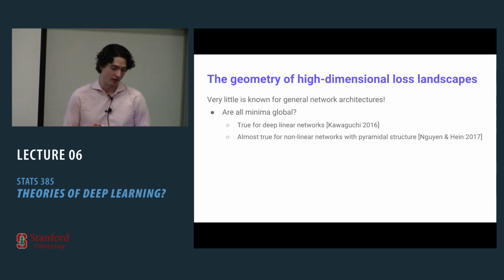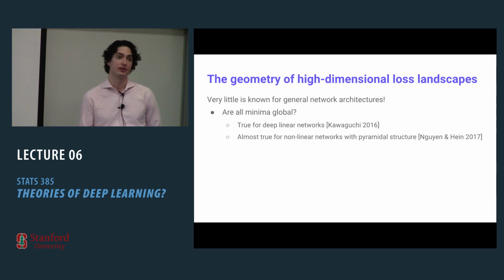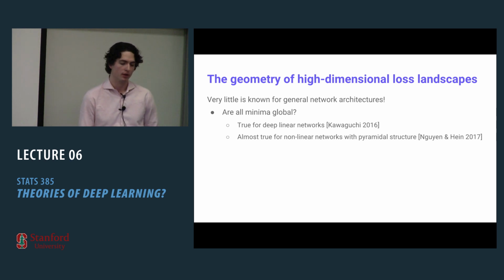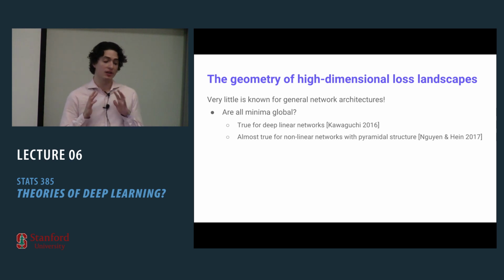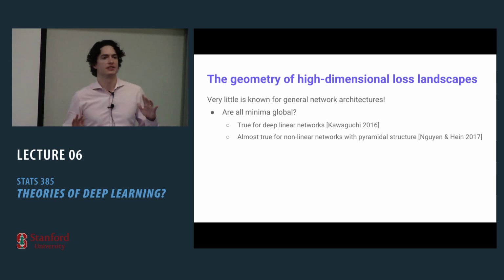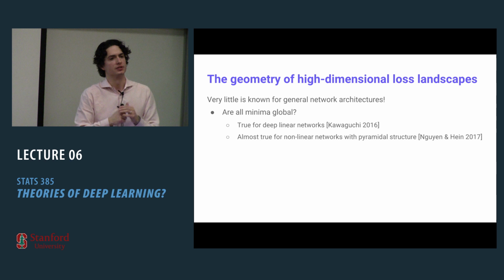And it turns out that for deep linear networks, this is in fact the case. And I think this is a highly surprising result. There's also a recent result from this year's ICML showing that it's almost true for nonlinear networks, so long as they have a particular kind of pyramidal structure.